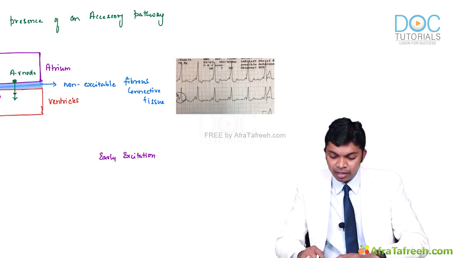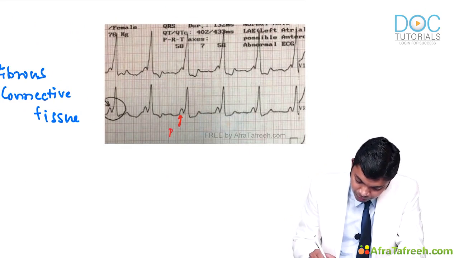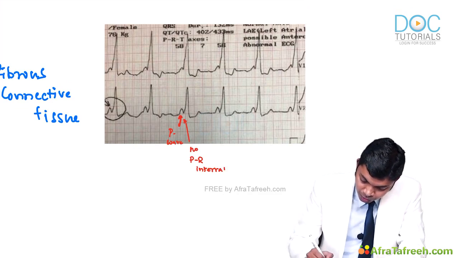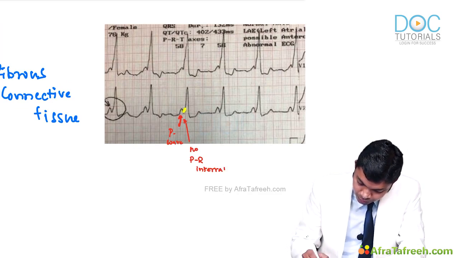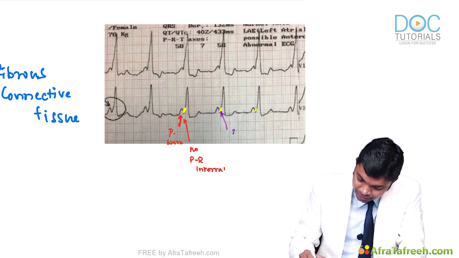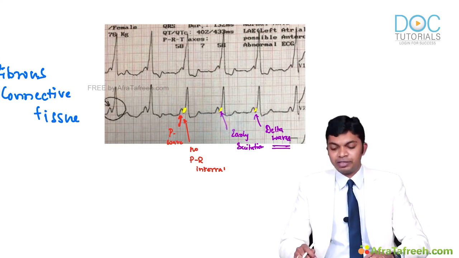If you could observe in ECG, see here we have normal P wave. There is absolutely no PR interval, very reduced PR interval. And look at the slope, doctors, look at the slope here. So this slope indicates early excitation, which is nothing but delta waves. This is Wolff-Parkinson-White syndrome, doctors.